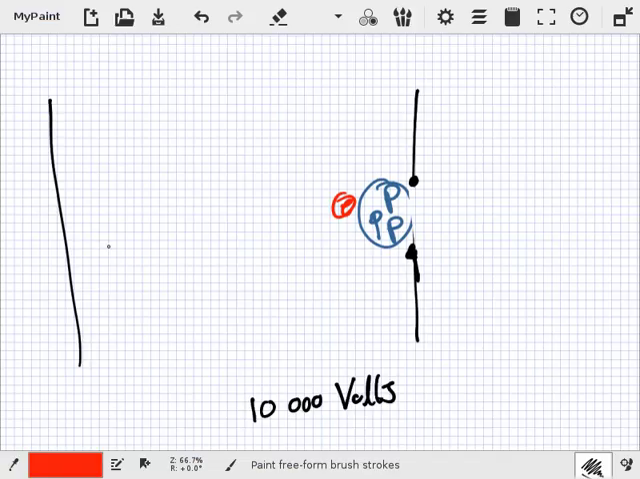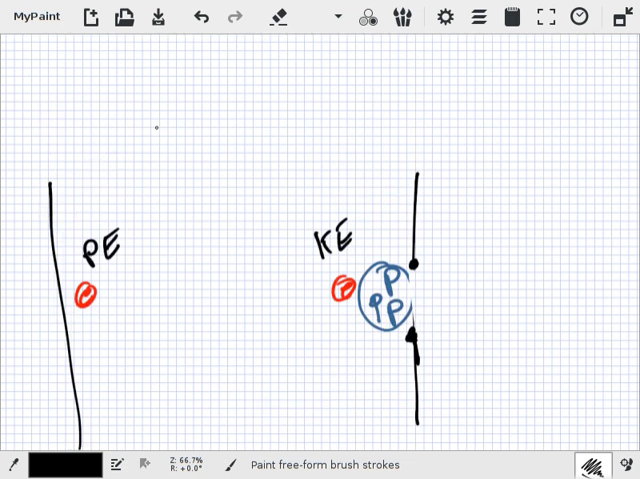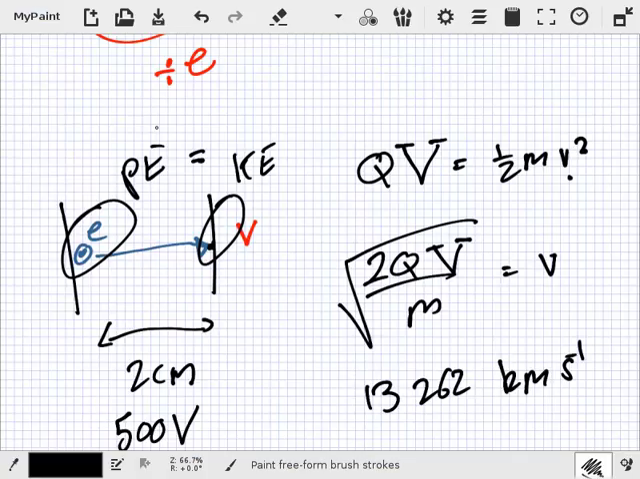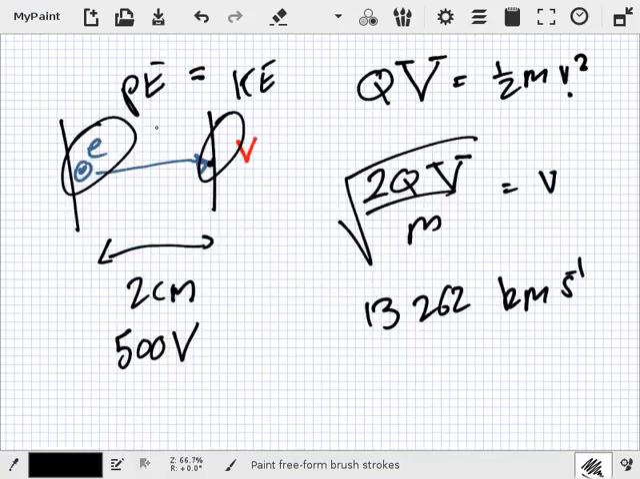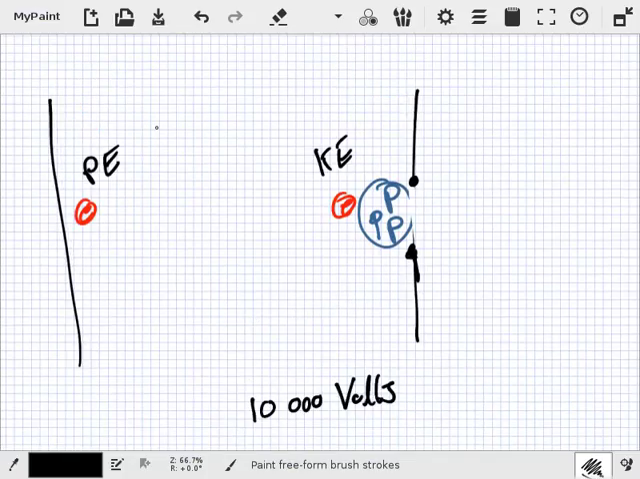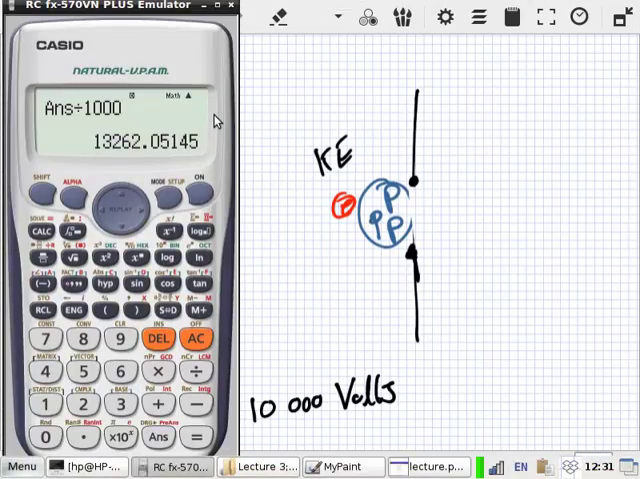So the first thing I want to know is how fast the electron is going before it hits the protons. So I can say potential energy equals kinetic energy. Actually, it's just like the last question, isn't it? So I could probably just use the same formula I just worked out: v equals the square root of 2qV over m.